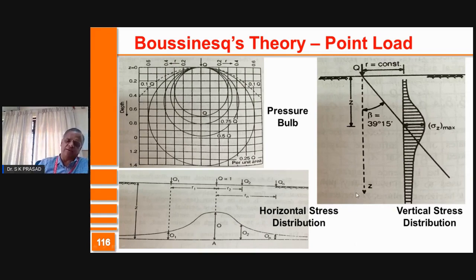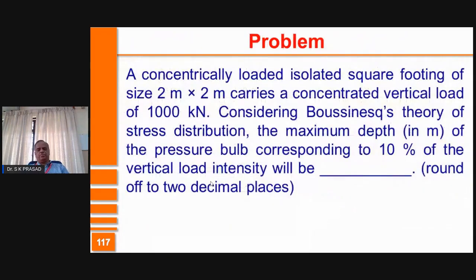So the intensity of pressure is going to decrease the farther you go. And the other two graphs are for the distribution of the stress in vertical direction and horizontal direction. In vertical direction, interestingly, at an angle beta equal to 39.15, you're going to see that the normal stress is maximum. On the horizontal stress distribution, the stress is going to be maximum at a point close to the load, and farther away radially you go, the stress is going to reduce.